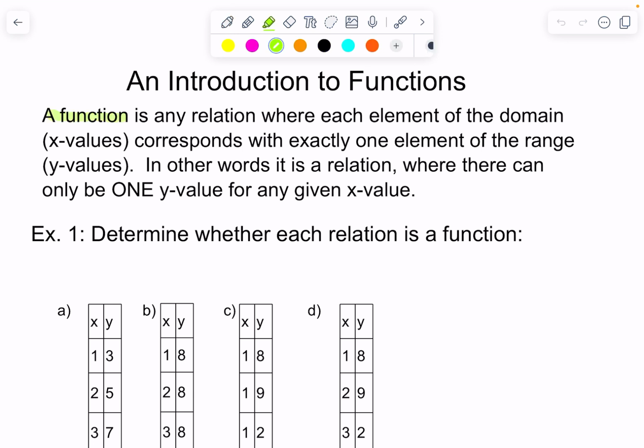A function is any relation, which is a set of ordered pairs, where each element of the domain, which are the x values, corresponds with exactly one element of the range. So in other words, it is a relation where there can only be one y value for any given x value. So I'll repeat that. A function is a relation where there can only be one y value for any given x value. Let's go ahead and investigate that with some examples.